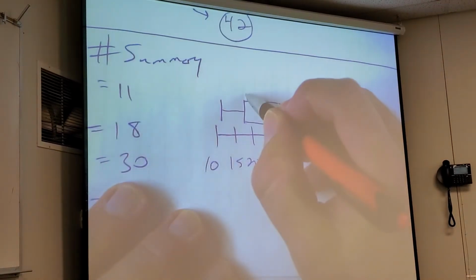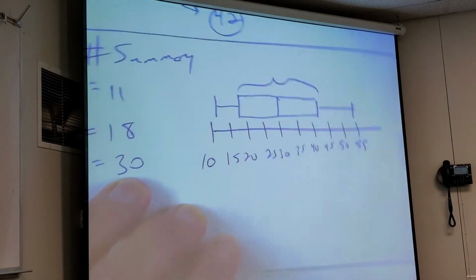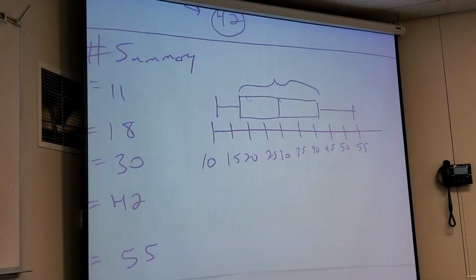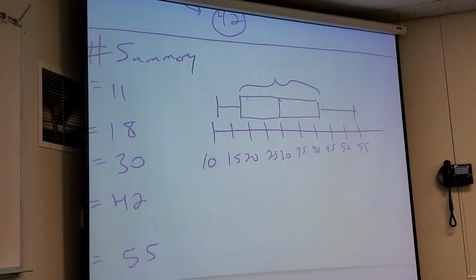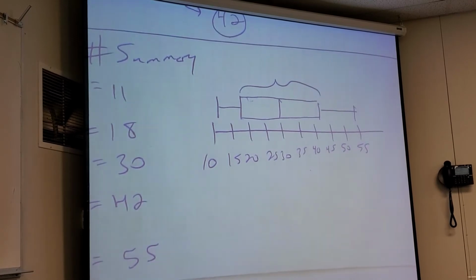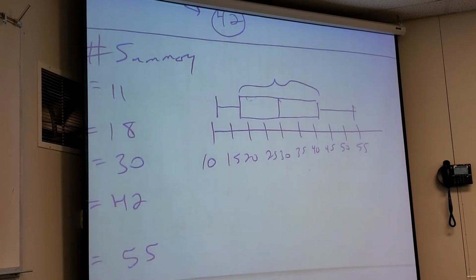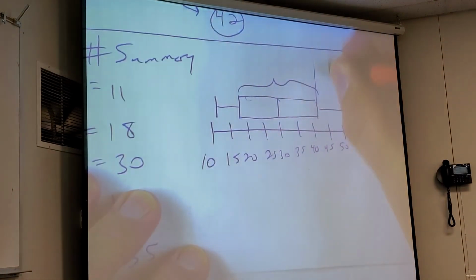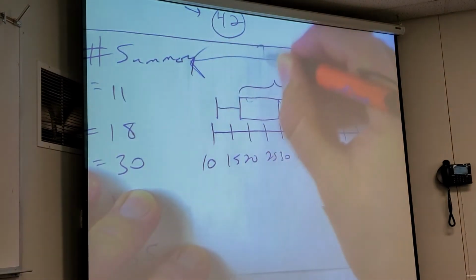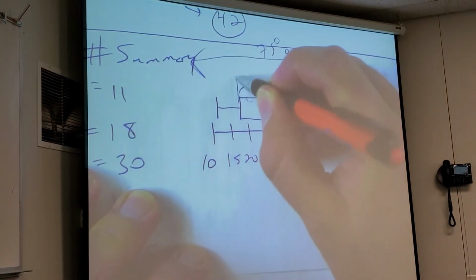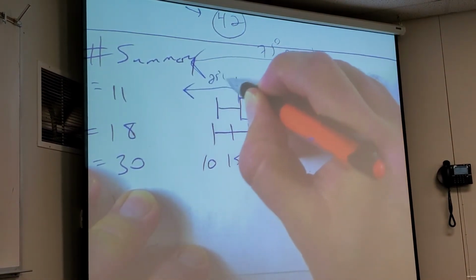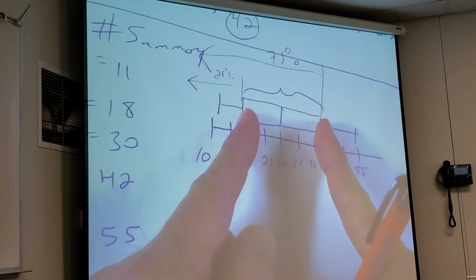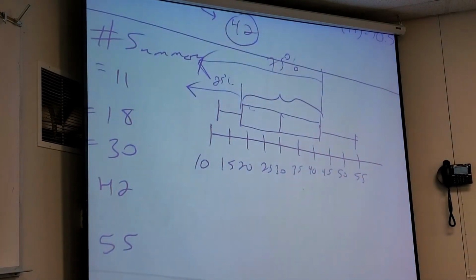Can anyone tell me what percentage is in the box? I don't have a clue about the average, but what percentage is in the box? 50%. Why? Because what was this guy again? Q3. What's below him? 75%. This was Q1. What's below him? So what is in the middle? 50%. So that is the middle 50%.